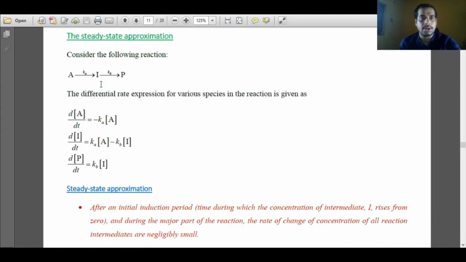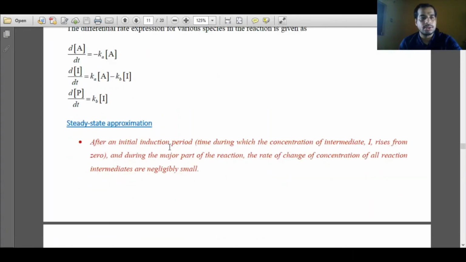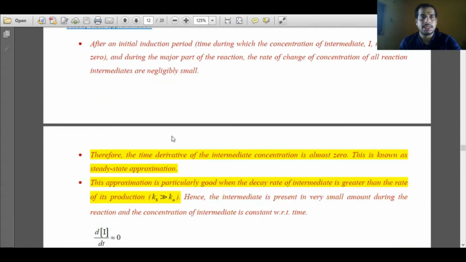Now, when is the steady state approximation applicable? When Kb is much greater than Ka. Again I am saying, when Kb is much greater than Ka, that is, the decay rate of the intermediate is larger than the formation of the intermediate. Under such a condition, steady state approximation is valid. So we will see some important points of steady state approximation.